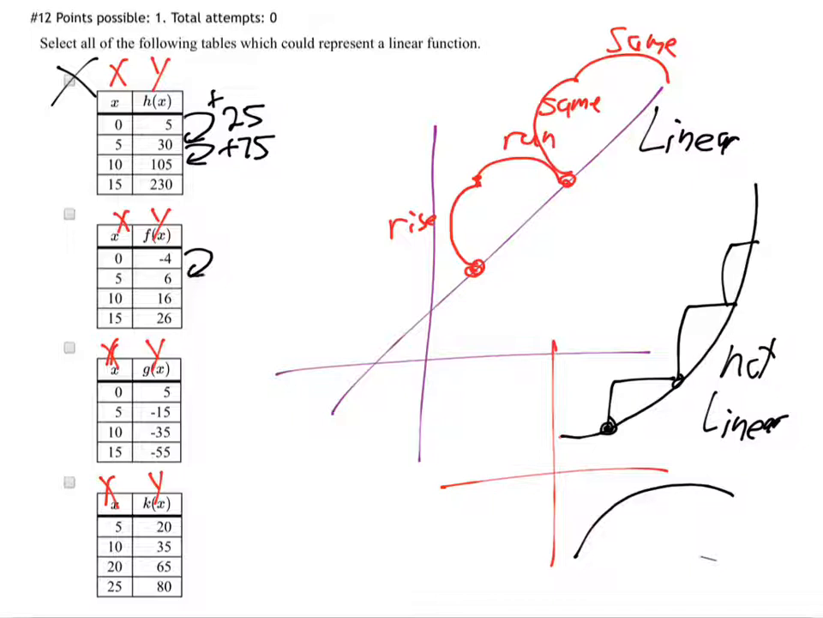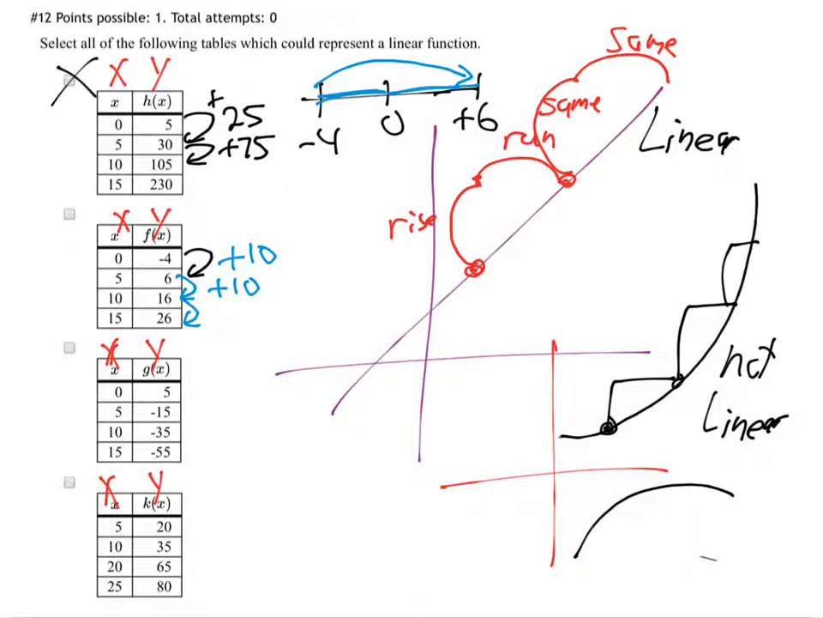So how far on a number line from -4, here's 0, to +6? How far is it from -4 to +6? It's 10, isn't it? Right? It's 4 to close this gap and 6 more, 10. So that's up 10. How far from 6 to 16? How far from 16 to 26? And you can tell that one. There's our linear.